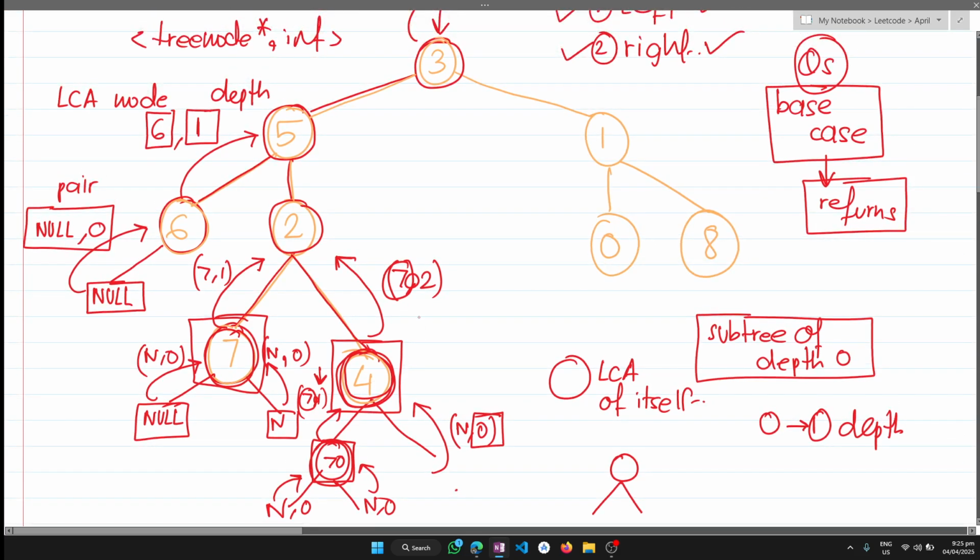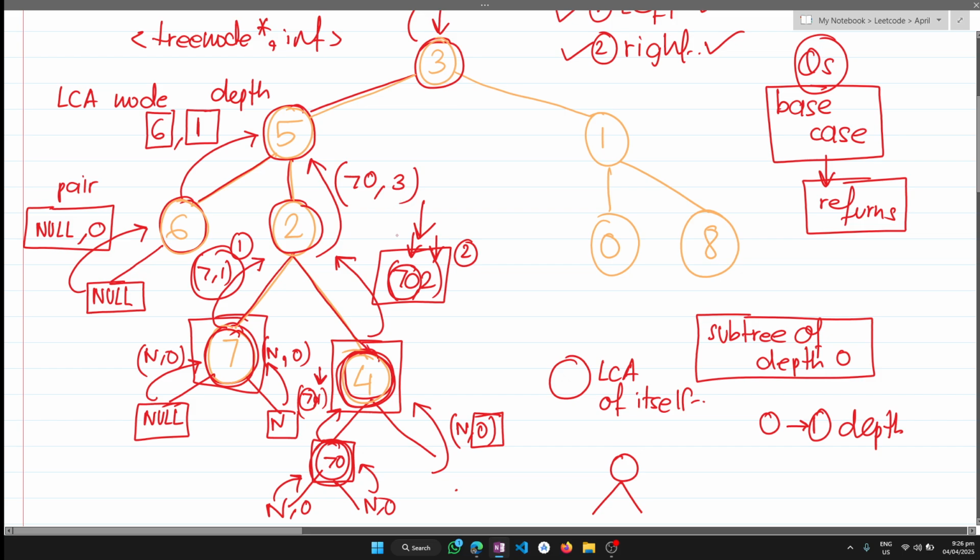So from the left-hand side I receive 70 comma 2, as in 70 is the node and 2 is the depth, and from the right-hand side I receive this. Again I compare the depths, the depth of this one is clearly greater, right? So I choose this particular value out of these two, I choose 70 and I increment its depth by 1, meaning that the deepest leaf had the lowest common ancestor as 7 and the depth is 3.